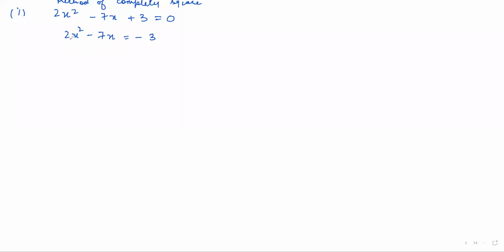Now we actually want to make the coefficient of x square 1. So we divide by 2 on both sides. So you will get x square minus 7 by 2 x, and this side you will get minus 3 by 2. Clear?